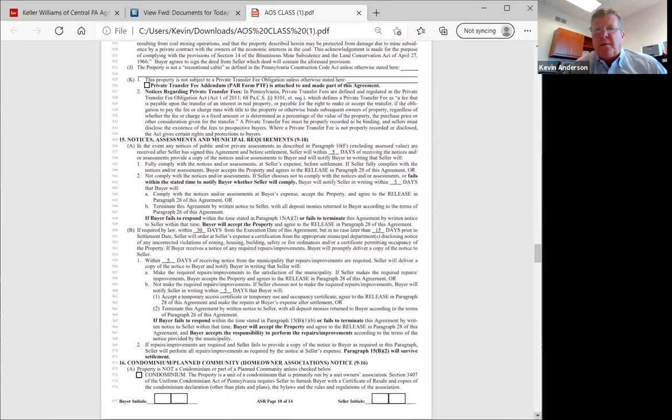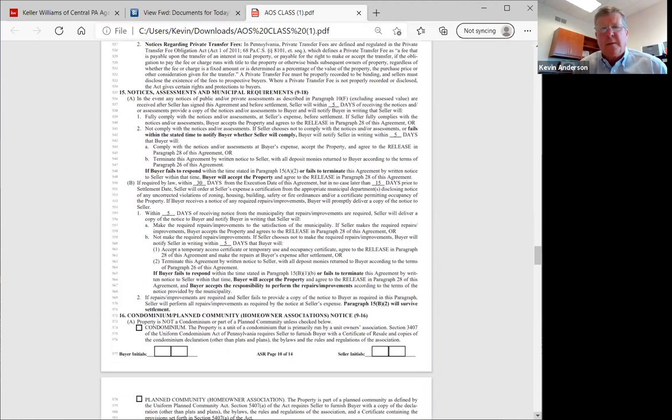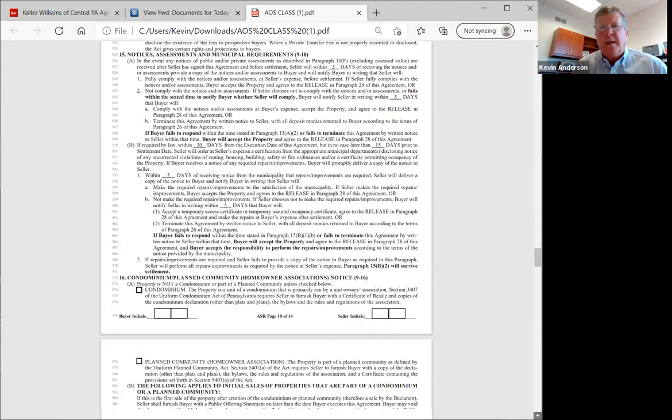Private transfer fee obligation. That's where you're transferring mineral, or there's something with your lease with the natural gas company or the coal company or whatever else. And you have to transfer the rights of those mineral rights to the buyer, and there's a fee. That's what that means. But again, I've never seen it in our area.